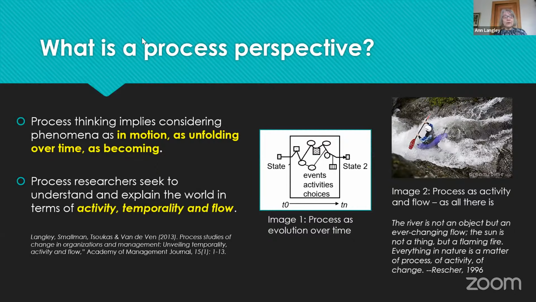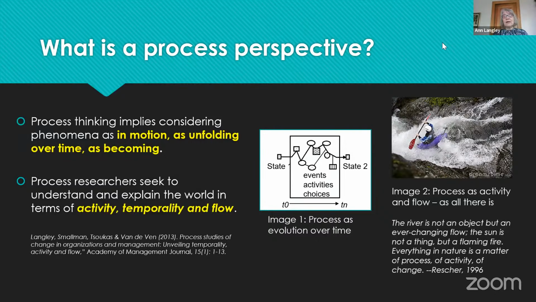The river is not an object, but an ever-changing flow. Things are made up of processes. The sun is not a thing, but a flaming fire. Everything in nature is a matter of process. So this second image really looks at phenomena as processes rather than looking at phenomena as changing over time. So these are two different ways of looking at process. That's just the backdrop. I'm now going to look at the implications of this for methodology.